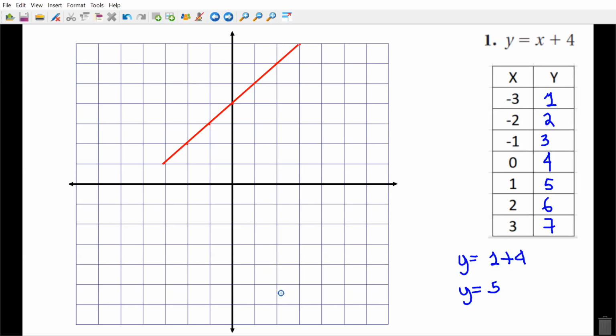Questions, guys? Teacher, but how are we going to make the line by only seeing the equation? Okay, that is a very good question, my friend. Let me answer that question right away.